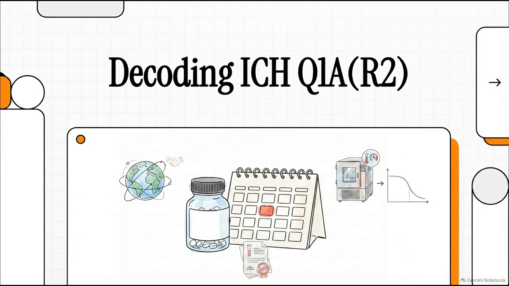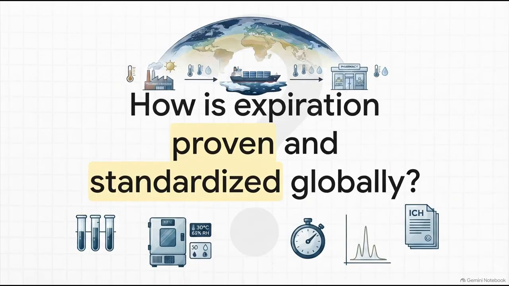Welcome to the Explainer. Today, we're decoding a truly foundational document in the pharmaceutical world, the ICH Q1A R2 guideline. This is essentially the master rulebook for how a pharmaceutical's expiration date is determined, tested, and harmonized all across the globe. But before we get into the nitty-gritty of the rules, we have to look at the problem.